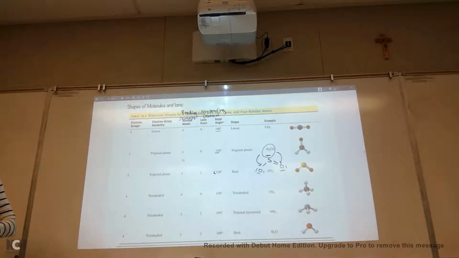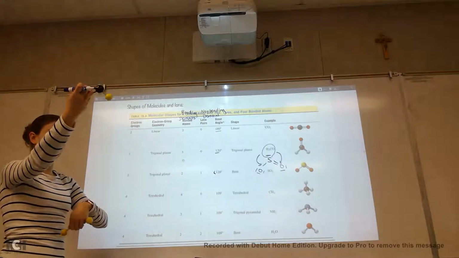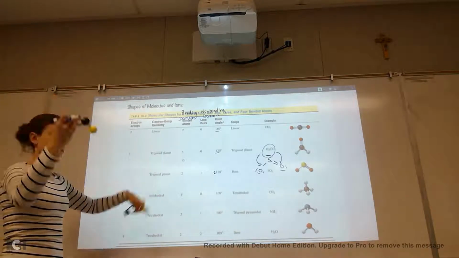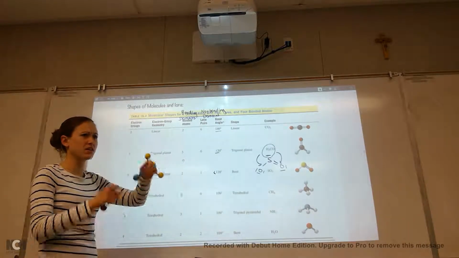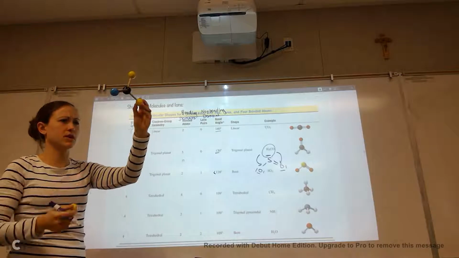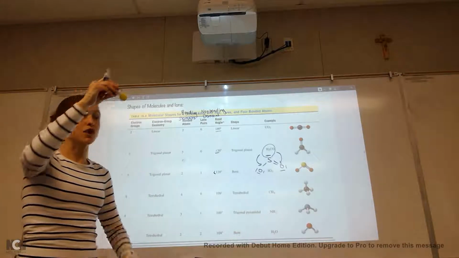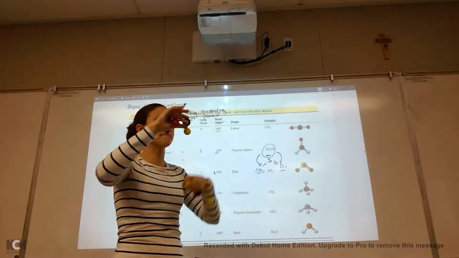Yes? I'm a little confused for the second one, trigonal planar. Can you show where the 3 bonding are? For this one, where the 3 bonding? Yeah. 1, 2, 3. They're 3 atoms. 3 bonding. But then in the second one, there are 2 bonding, 1, 2, and 1 non-bonding at the top.